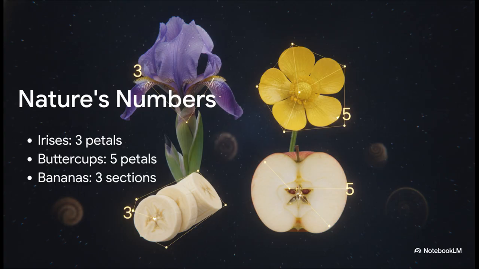For instance, irises naturally have 3 petals. Buttercups and wild roses, they feature 5. If you slice a banana, you'll see 3 seed sections, and if you cut an apple horizontally, you're going to find a beautiful 5-pointed star marking its seed sections. Nature just naturally defaults to these numbers because they literally represent the path of least resistance for biological growth.